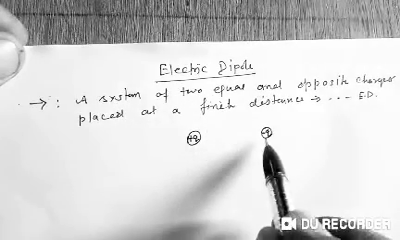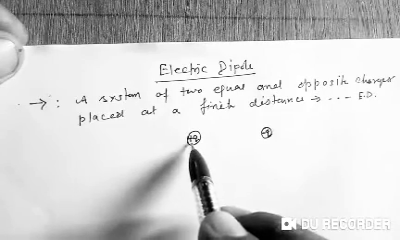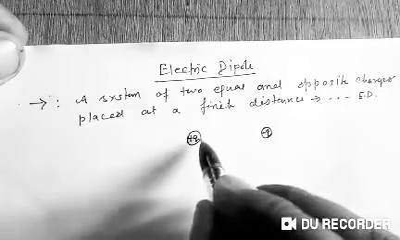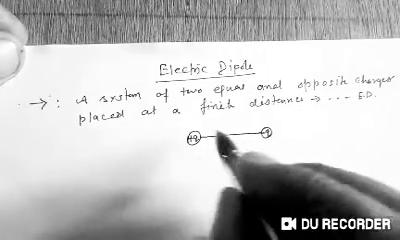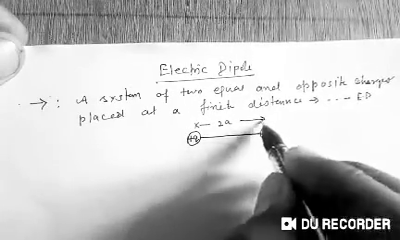Equal means their magnitude is equal. Opposite means one is a positive charge and the other is a negative charge, right? And the distance between them, a finite distance, right? So this finite distance is called the dipole length and we take it as 2a.